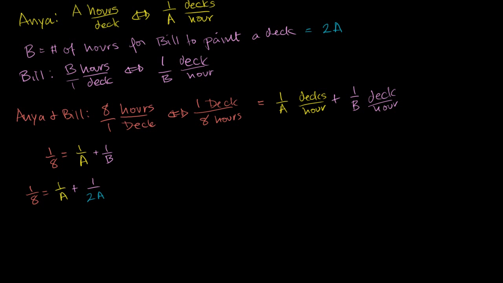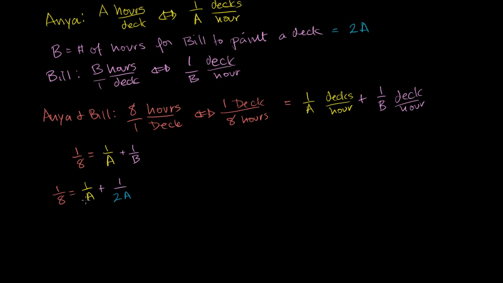The easiest way to solve for A right here is to multiply both sides of the equation by 2A. Actually, let's multiply both sides by 8A, so we get rid of this 1/8 as well. The left-hand side, 8A divided by 8 is just A. A is equal to 1 over A times 8A, which is just going to be 8. Then 1 over 2A times 8A: 8A divided by 2A is 4.